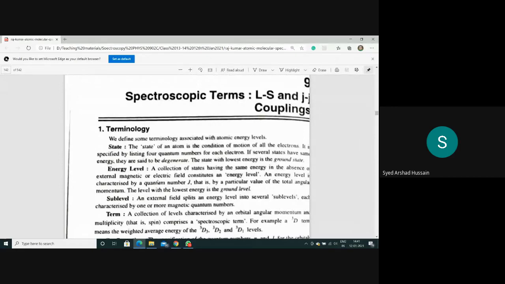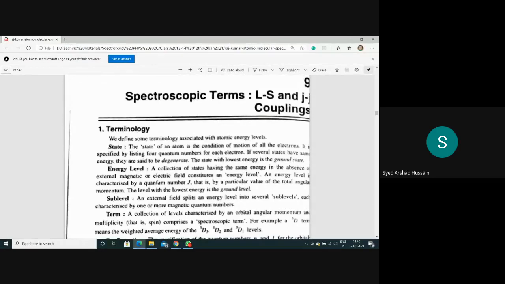Then equivalent orbitals. Orbitals having the same n and l, we say the electrons are equivalent. For example, in 1s2, these 2 electrons are equivalent because they have the same value of n and the same value of l. Similarly, 2p2, 2p3. 2p2 means 2 electrons having n is equal to 2, l is equal to 1. 2p3 means 3 equivalent electrons, because all these 3 electrons have the same n and l values. So this is your equivalent orbitals.